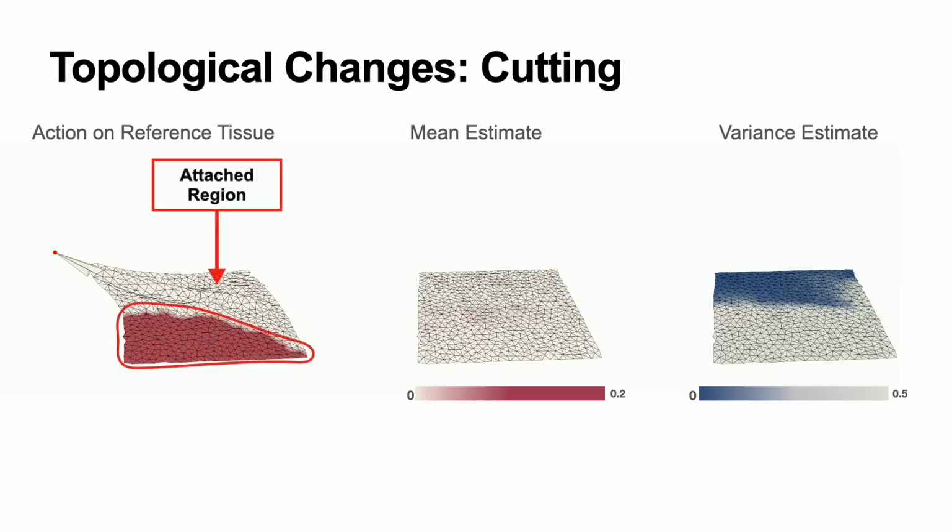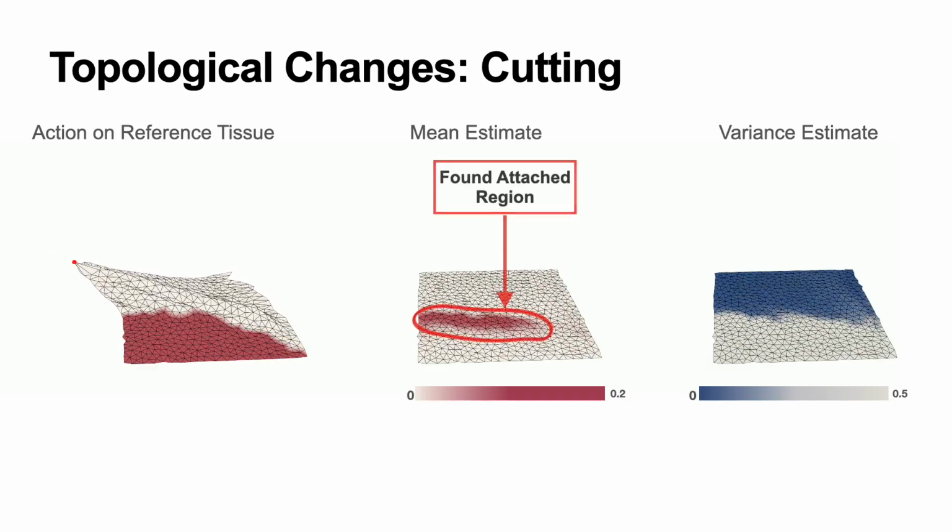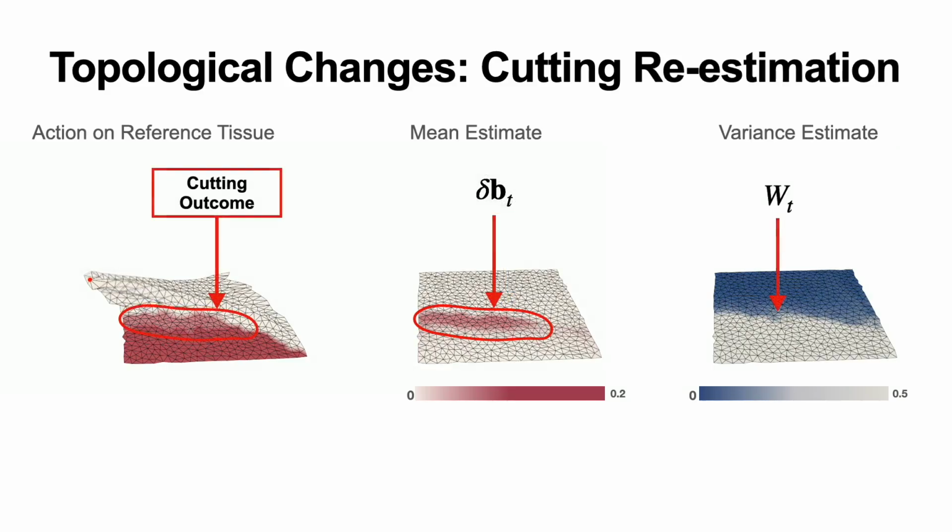Our approach also supports topological changes in the boundary conditions such as cutting. We incorporate priors on topological changes into the Kalman filter's motion model. Here we show an example where we use our method to iteratively estimate and cut attached regions of the tissue.